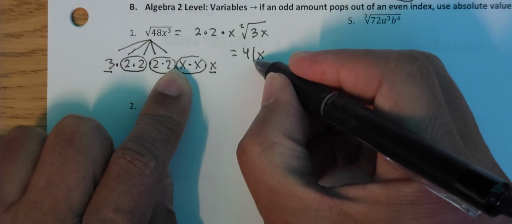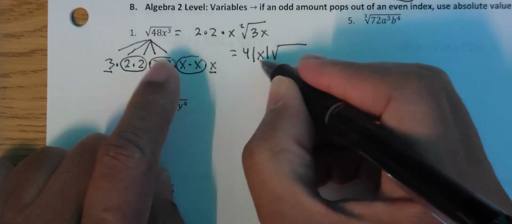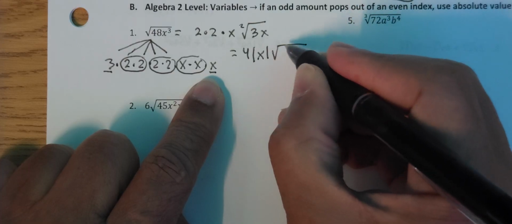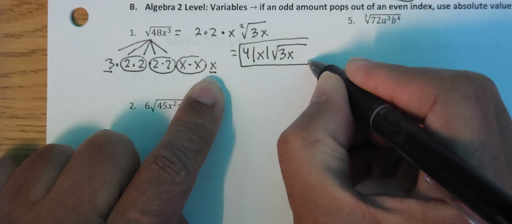So then absolute value must be included inside of that, with x. So then what's left inside of the radical is 3x. So this is the simplest answer for that problem.